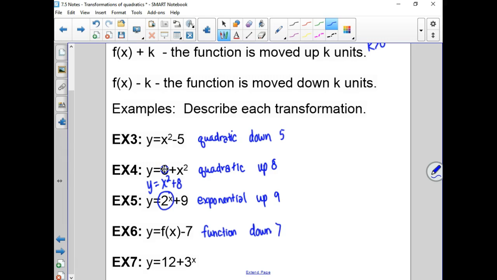For example 7, I have another exponential. This is a different exponential than the one we saw in example 5, but we're still just going to call it an exponential. And that 12 right there is going to move it up 12 because it is a positive 12. Just like number 4, we could switch that around and make it y equals 3 to the x plus 12 if that helps us look at this a little bit better. So we can move a function up or down simply by adding a number to the end of the function.